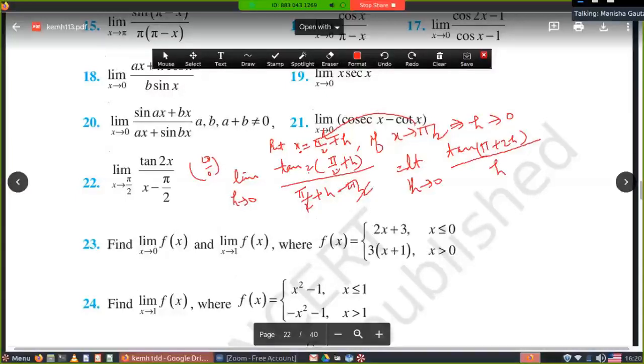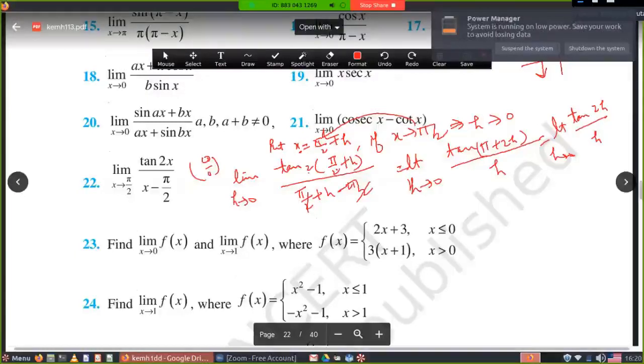Now what is tangent 180 plus theta? 180 plus theta here, tangent is positive and no change in the function. Limit h tends to 0, tangent 2h upon h. Now you can do the question by multiplying and dividing by 2. When you are multiplying and dividing by 2, this function becomes 1 and 1 into 2, answer will be 2. Now you can do the question.